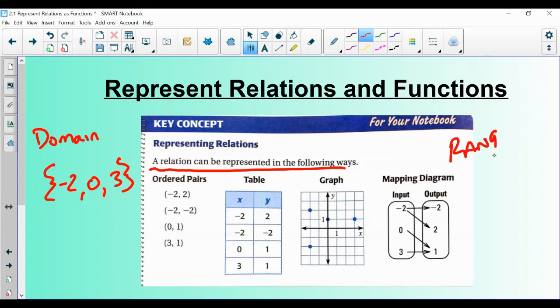And if I ever ask for the range, similarly, those are the y values. We use the same notation, these brackets, and we list the y values in increasing order. The minimum y value is -2, and then it would be 1, and then it would be 2. That would be the range.